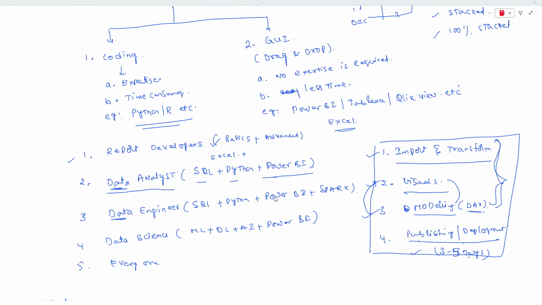Specifically, companies recruit people who are report developers. Their main role is to develop reports. Basic to advanced level reporting is required whenever you want to become a specialized report developer. Apart from report development, there are some other roles too, guys. Data analysts require reporting, data engineers require reporting, and specifically data science and all these guys require some kind of reporting.